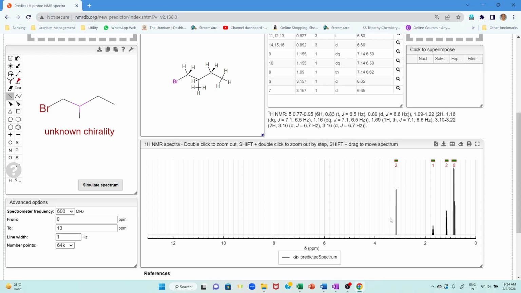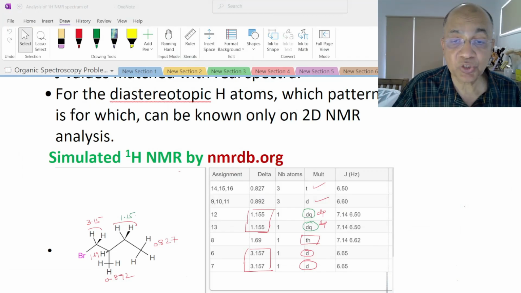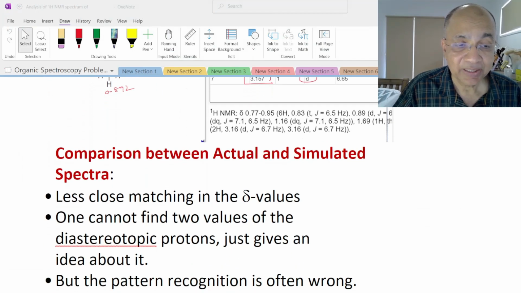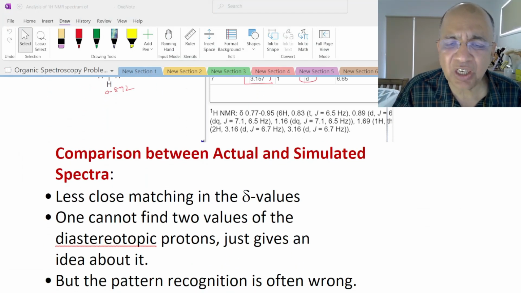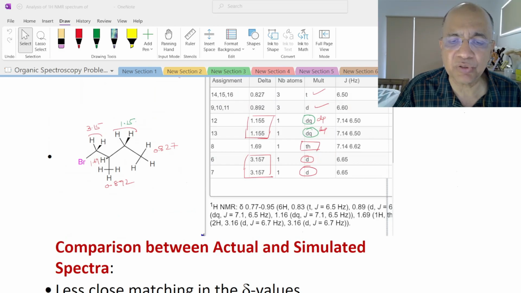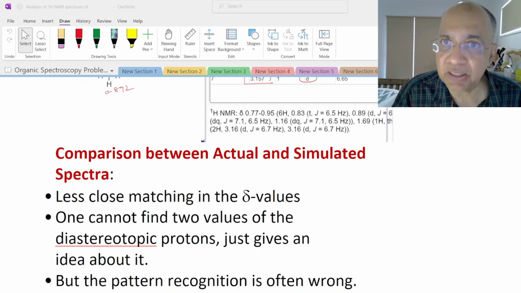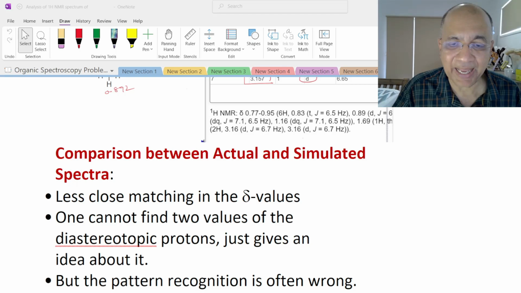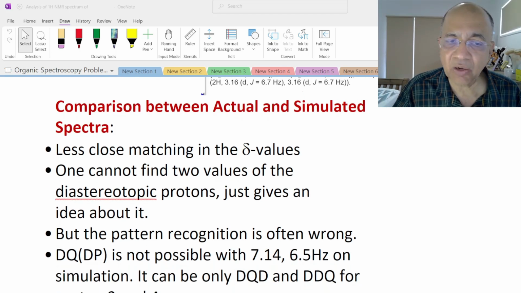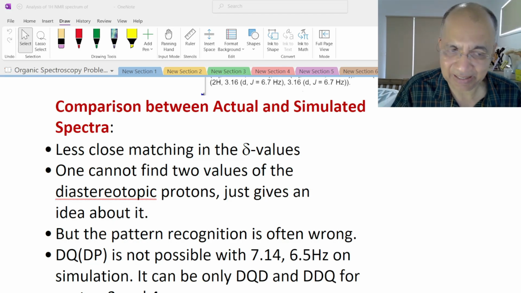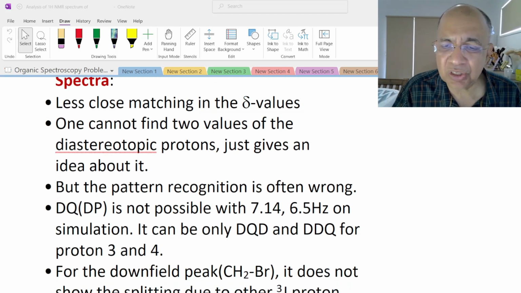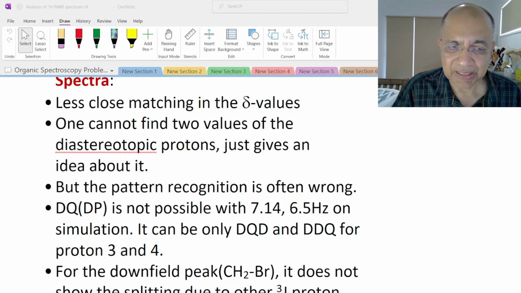Both are DD. So coming to the analysis we have done, there is very little matching between the predicted values in NMRDB, that is the simulated spectrum, and the actual spectrum. One cannot find the two values of the diastereotopic protons, it just gives an idea. And the peak pattern recognition is often erroneous. The DP is not possible with the values. So we have predicted DDQ, the other one is DQD.